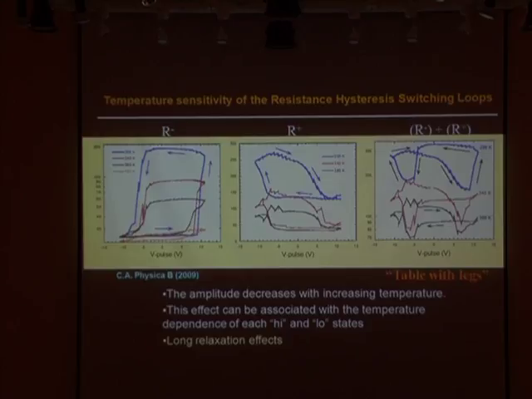If we look at the resistance hysteresis switching loop, you can observe the evolution of the resistance of one contact here for different temperatures. And you can see when you increase the temperature how the loop has a lower amplitude. The same happens with the resistance of the other contact, and then you can see the resistance of the two-terminal device, and you obtain this typical table with legs shape of the curves.